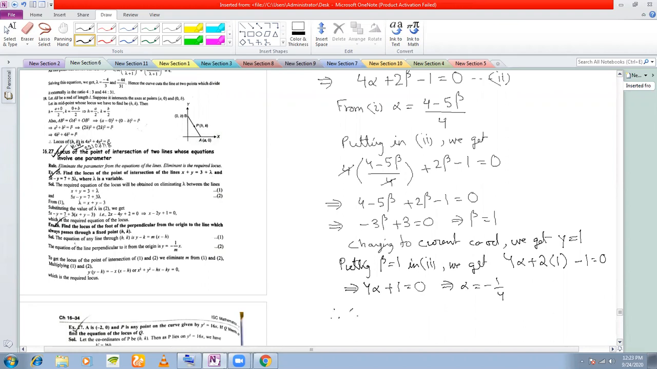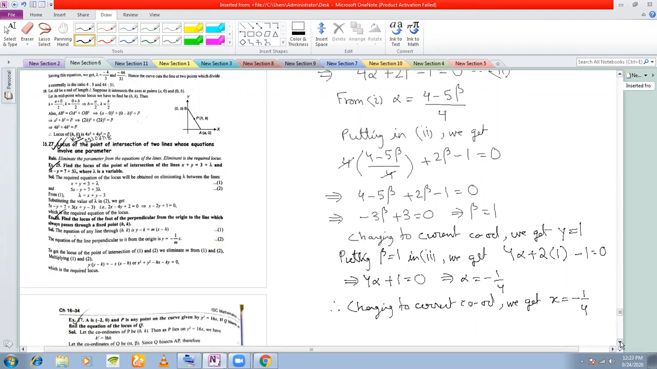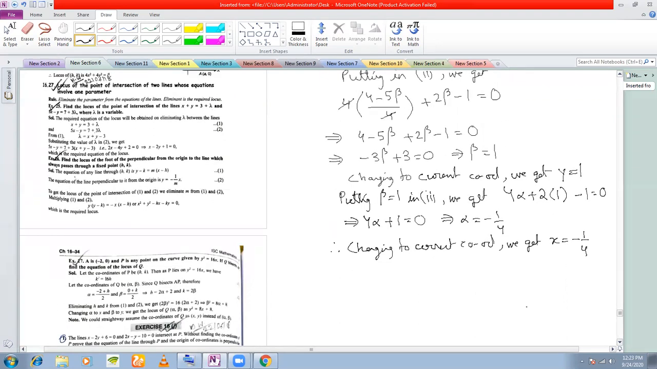So therefore, changing to current coordinates, x is equal to minus 1 by 4, and y is equal to 1. So you are getting particular values of x and y. So what is the locus? Locus of P is a point. Locus of P is the point minus 1 by 4, comma 1.